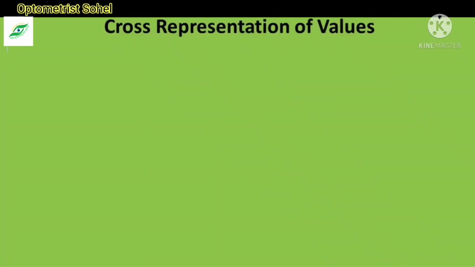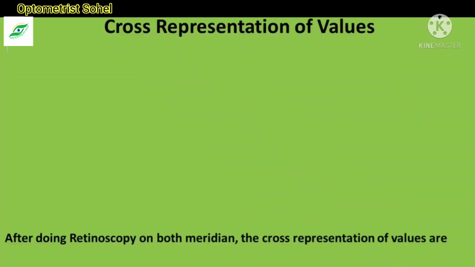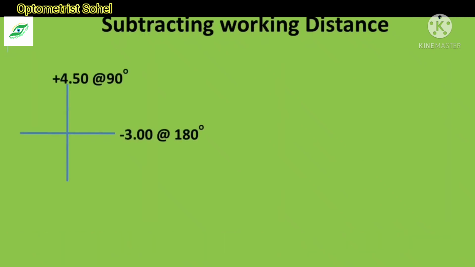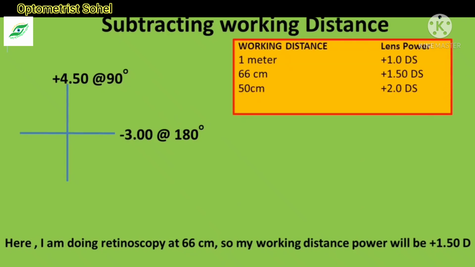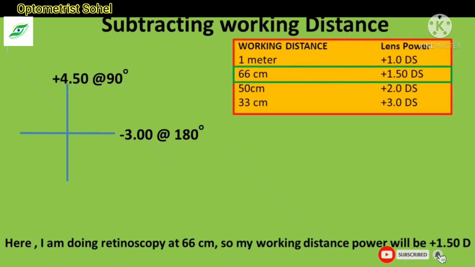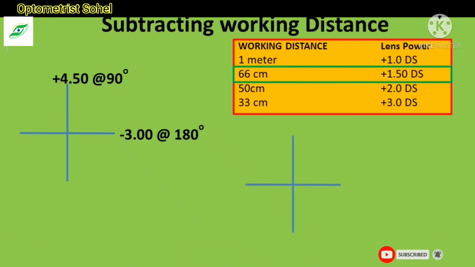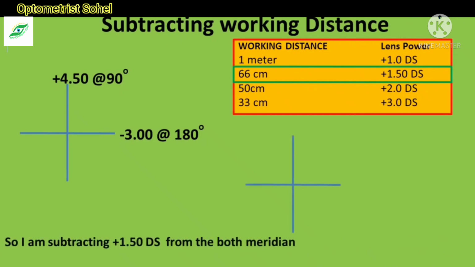Cross representation of values. After doing retinoscopy on both meridians, the cross representation of values is -3 at 180 degrees, +4.5 at 90 degrees. Subtracting working distance. Here I am doing retinoscopy at 66 cm, so my working distance power will be +1.5 diopter. So I am subtracting +1.5 diopter sphere from both meridians.